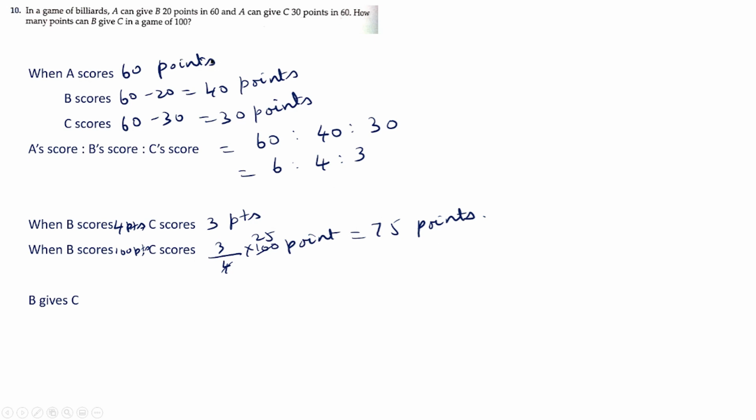This means in a game of 100, B gives C 100 minus 75 points. 100 minus 75 equals 25 points. So this is the number of points which B can give C in a game of 100.